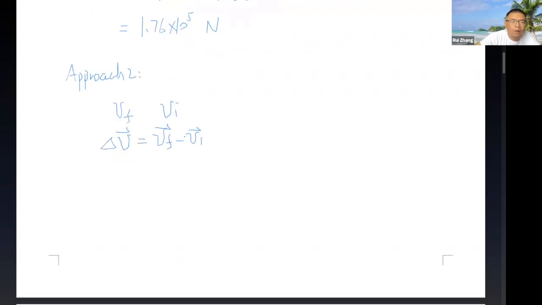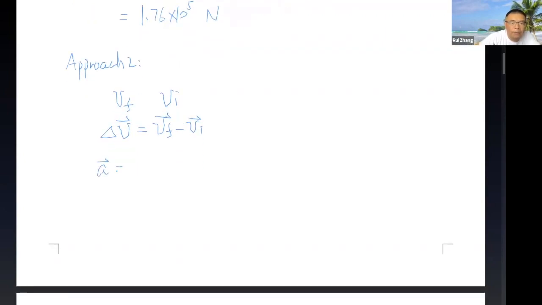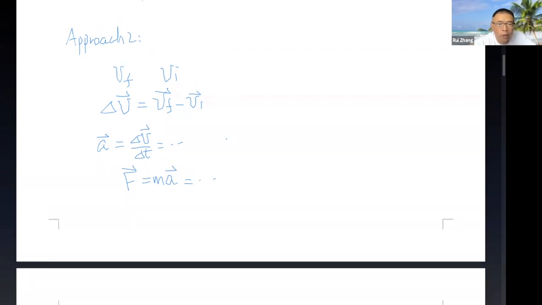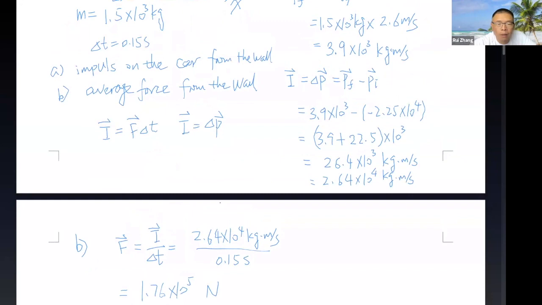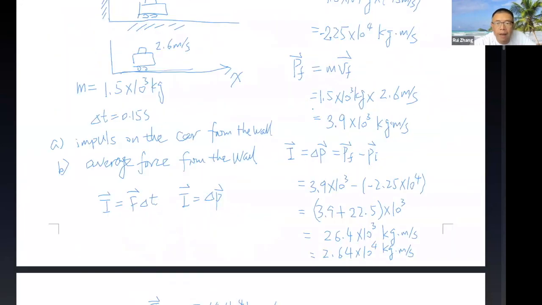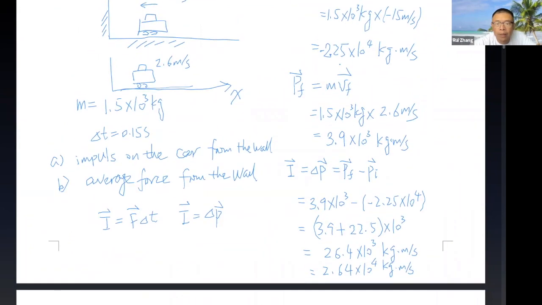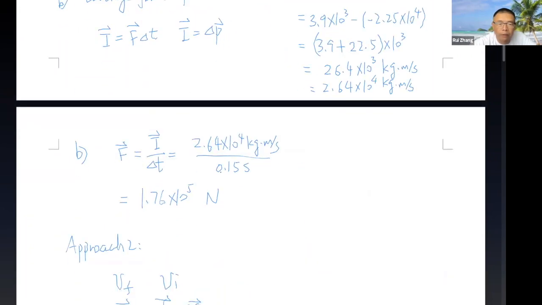And then given delta V, we can figure out A because we know delta T as well. And then after that, we can use F equal to MA to calculate the force, okay? So it'd be like this: 1 step, 2 steps, 3 steps to get our force. To get your force this way, it's 1 step to get the momentum change, 2 steps to get impulse, 3rd step to get force.